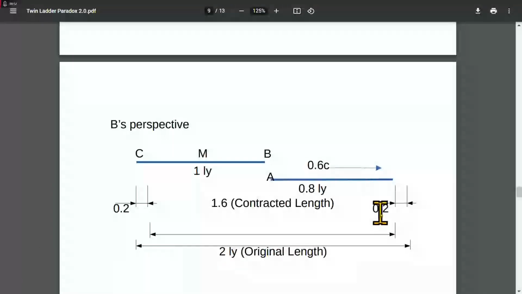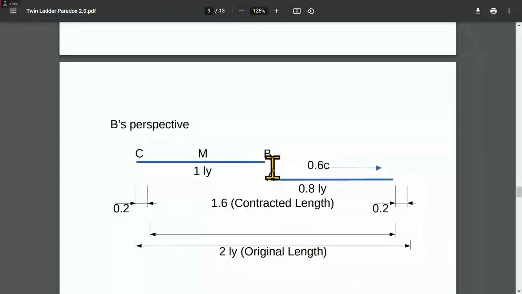Naturally, these two 0.2 light year gaps will again expand to the right and left. Now, most specifically regarding A, it is 0.8 light years in contracted distance. When B stops moving and A uncontracts in length, from B's perspective, A will expand back to 1 light year.